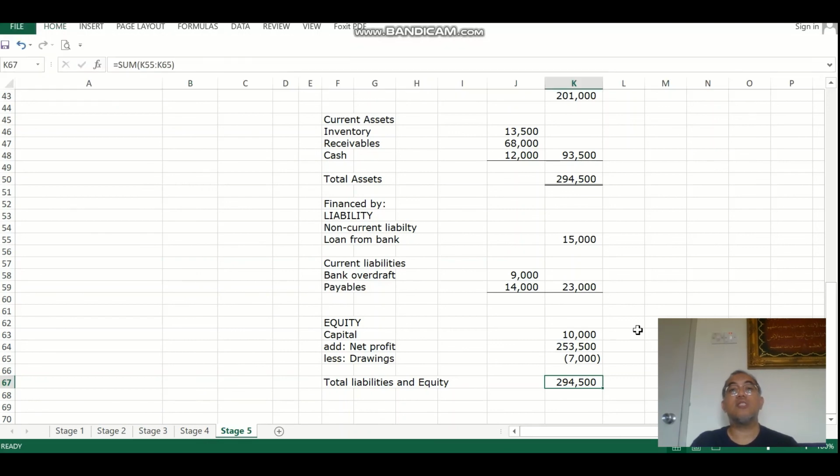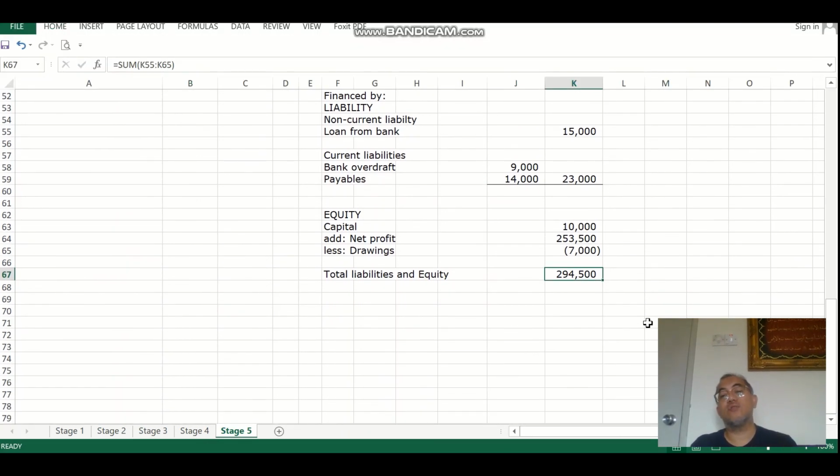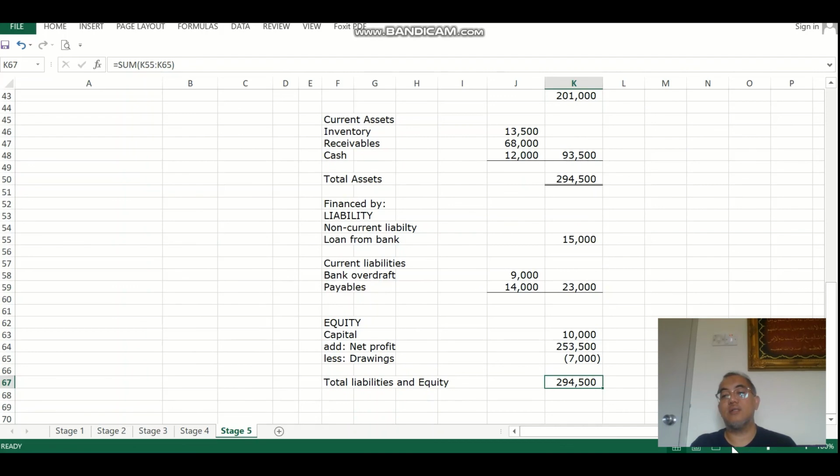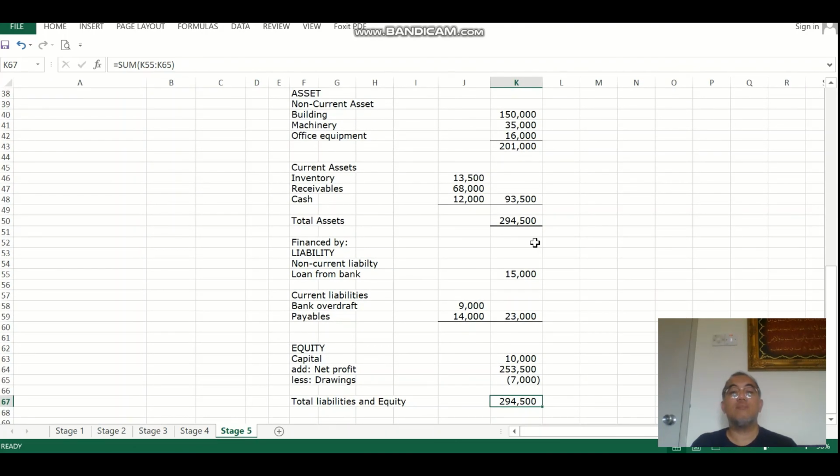Okay, so this is stage 5. So stage 5, we have a balance statement of profit and loss, statement of financial position. So inshallah, I guess you can try this over and over again.